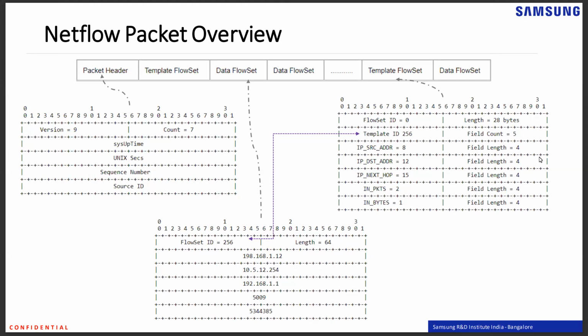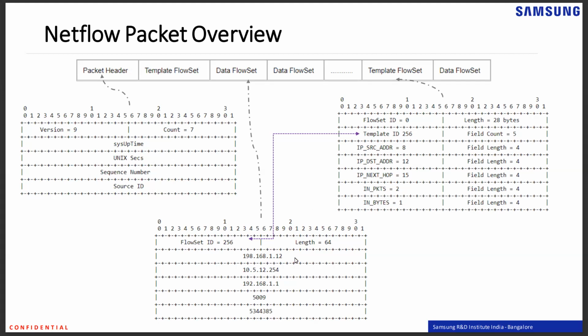IP destination address has a length of 4 bytes and so on. And there is a direct correspondence between the template IDs and the flow set IDs present in the data flow set. So suppose we have a data packet that we are going to parse, with a flow set ID of 256. Our requirement would be to get hold of the template with ID 256, and then parse the packet based on the fields and the structuring in that template.